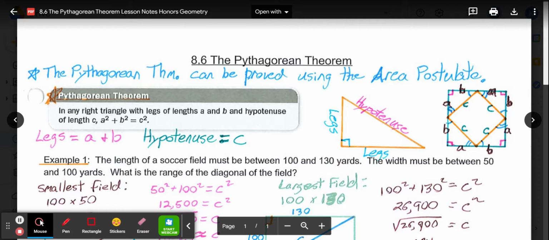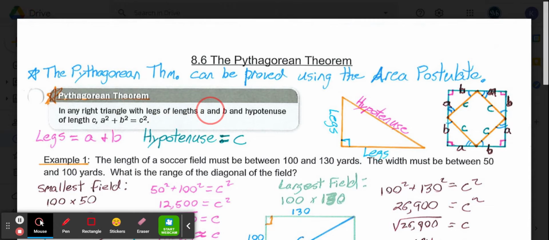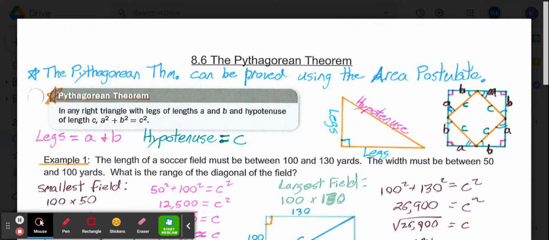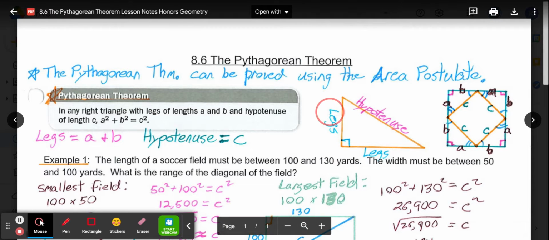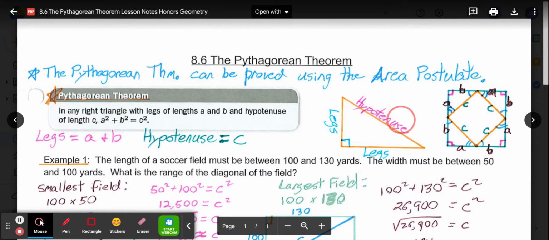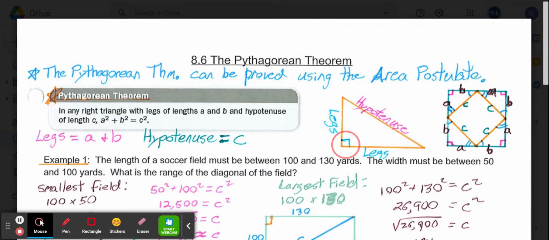So simply put, what you want to keep in mind is the Pythagorean theorem only relates to right triangles. In any right triangle with legs the length of a and b and hypotenuse the length of c, a squared plus b squared equals c squared. But the key is to realize that a and b are the legs of the triangle, the two sides that meet at the 90-degree angle, and c is always the hypotenuse, which is the longest side that's opposite the 90-degree angle.